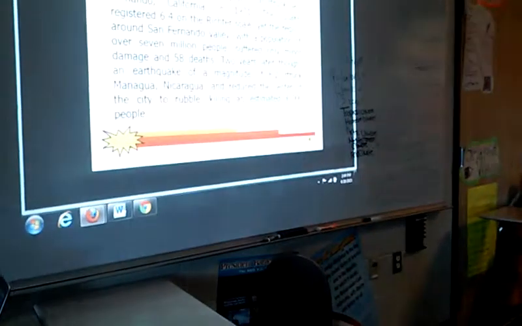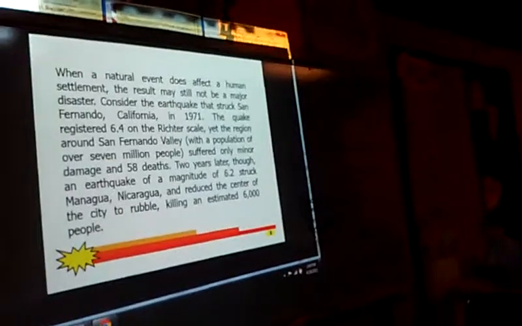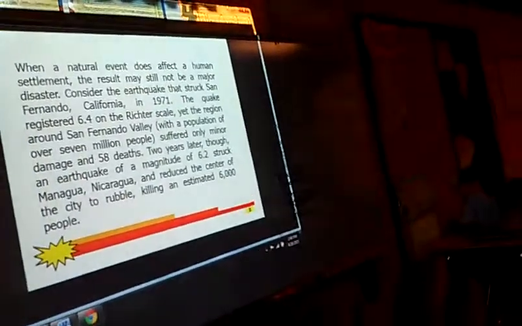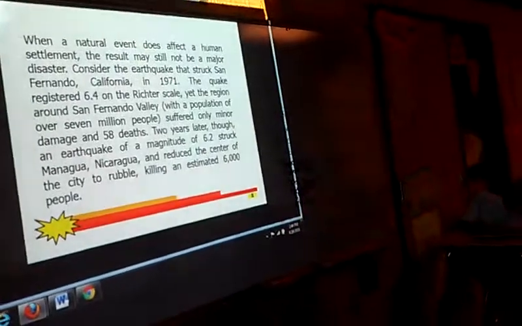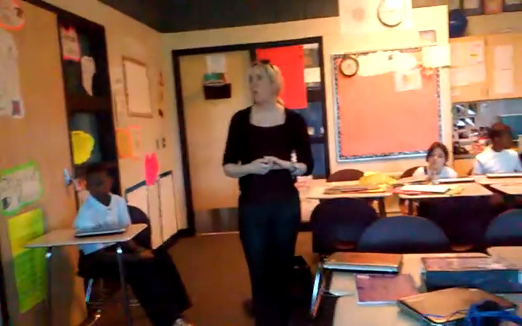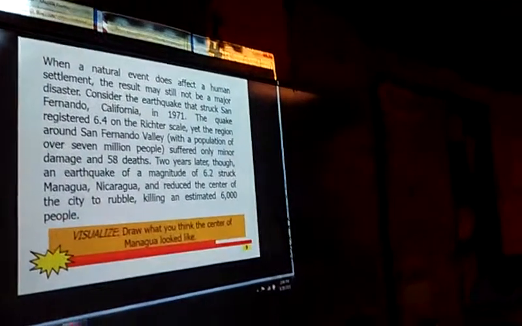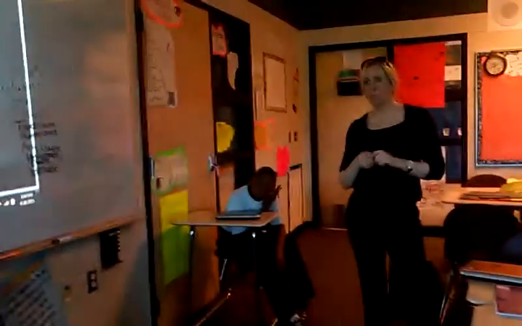When a natural event does affect a human settlement, the result may not be a major disaster. Consider the earthquake that struck San Fernando, California in 1971. The quake registered a 6.4 on the Richter scale. Yet the region of the San Fernando Valley, with a population of over 7 million, suffered only minor damage and 58 deaths. 2 years later, though, an earthquake of a magnitude of 6.2 struck Managua, Nicaragua, and reduced the center of the city to rubble, killing an estimated 6,000 people. Visualize. What in your mind do you think the center of Managua looked like? Destroyed.